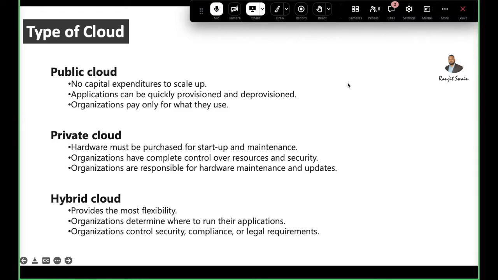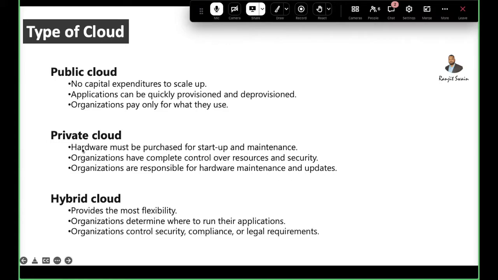So with the public cloud, you don't have to spend on your own infrastructure or anything. You just go to the market and get whatever you want. But in the case of a private cloud, what happens? Hardware must be purchased for startup and maintenance. You have to set up your own hardware on-premises, like in your data centers, when you go for a private cloud. Organizations have complete control over resources and security, and are responsible for hardware maintenance and updates.